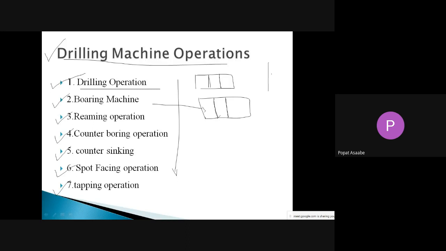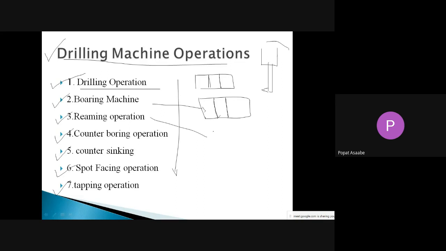Boring tool means this is a rod, and at the end of this rod we use a single point cutting tool. We hold this tool in the spindle and rotate this boring tool with the help of the spindle, and the single point cutting tool removes the material and enlarges that existing hole.